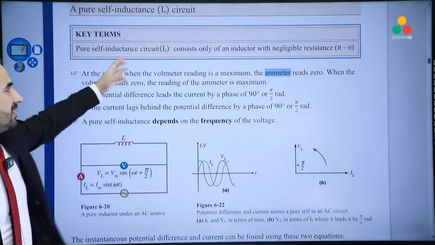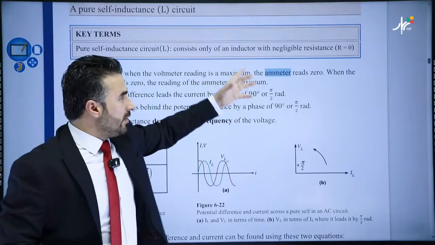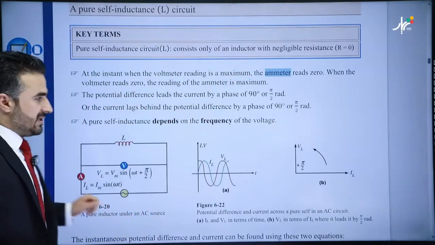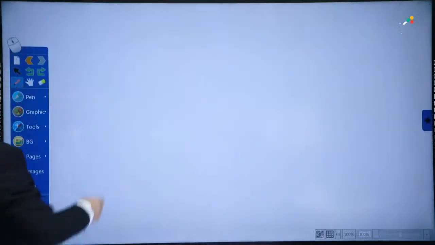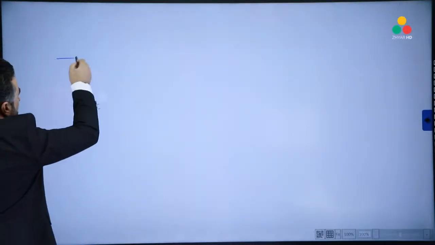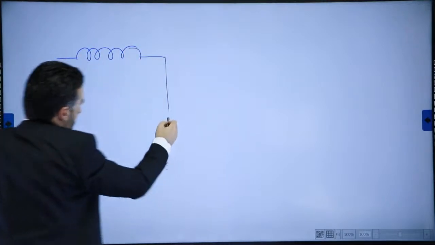A pure self-inductance circuit is a circuit that consists of only an inductor with negligible resistance, or you can say the resistance is zero. And what exactly do we have? We have this one. So try to learn the difference between an inductor and a resistor as well, or their symbols at least.